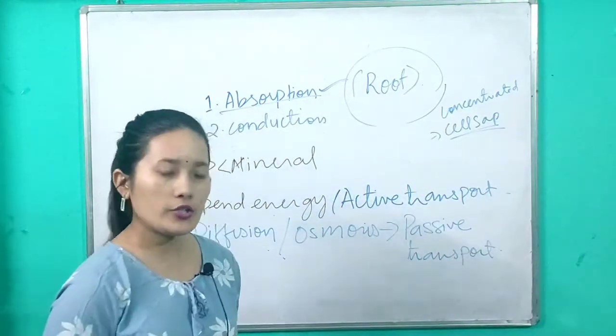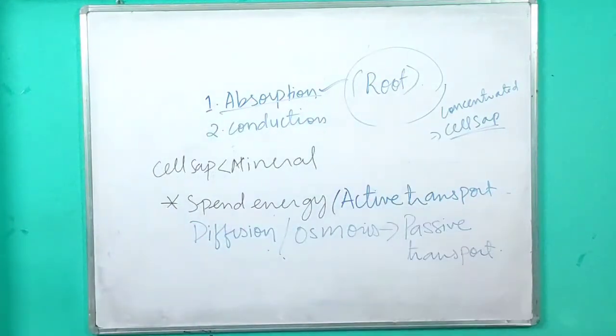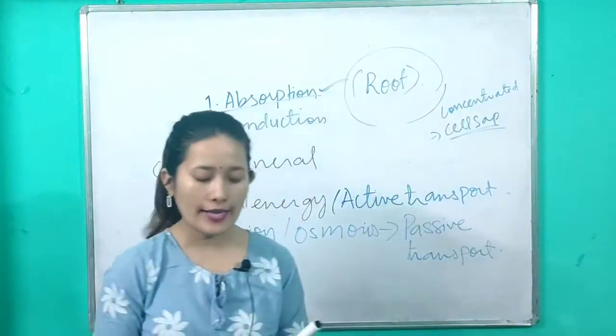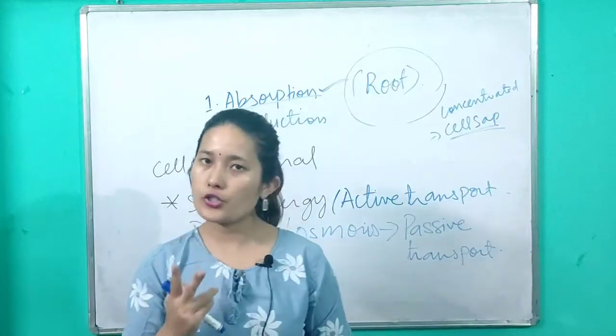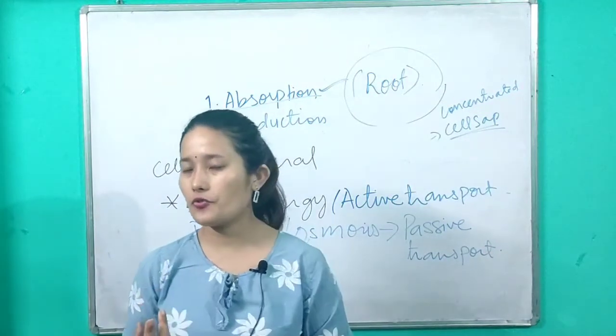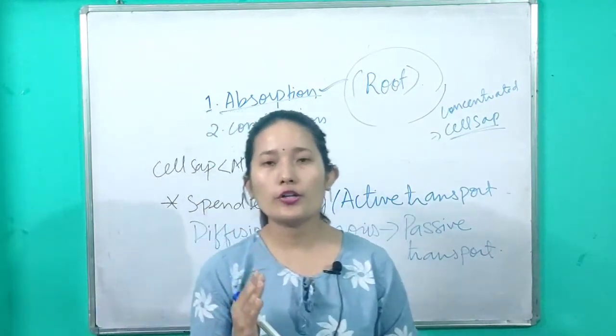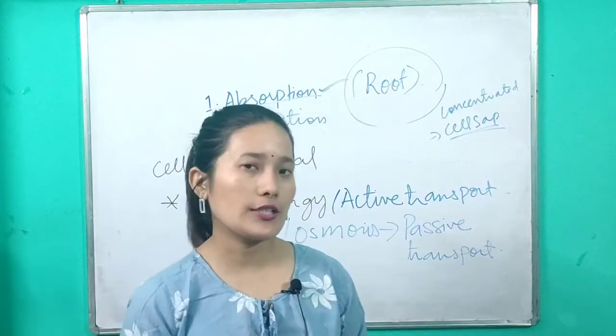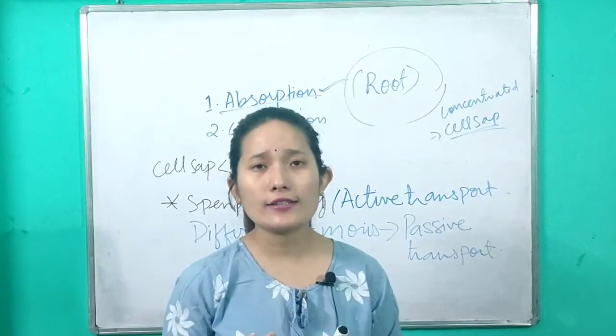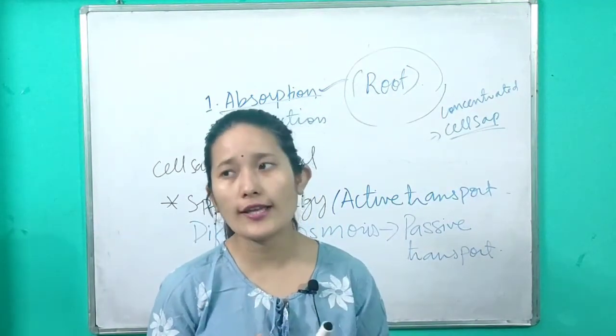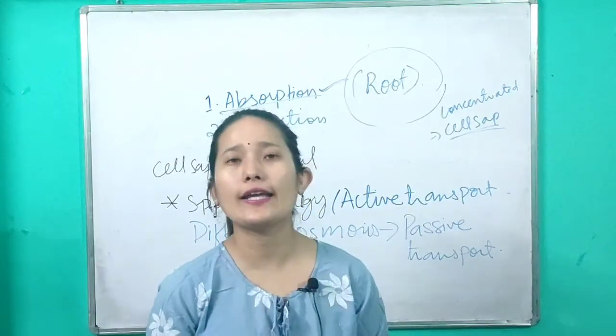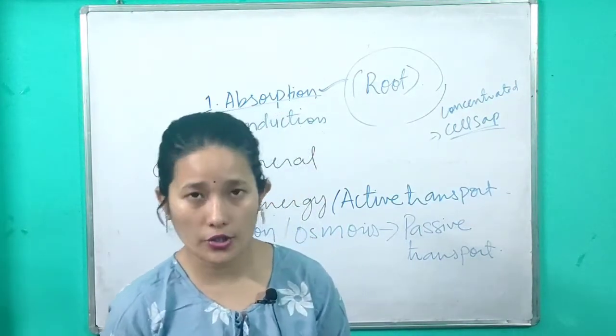I hope you understood how absorption takes place, right? Like I told you, by two important phenomena, that is osmosis and diffusion. I hope you got the idea clear about osmosis and diffusion, and how the characteristics of root hair cells are such that they help in carrying out osmosis and diffusion. I hope you understood that, right?